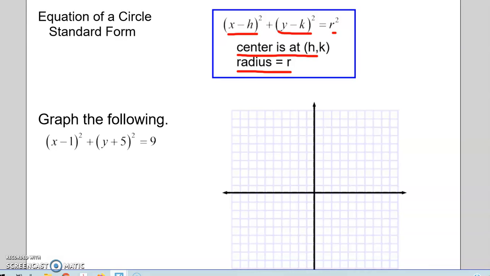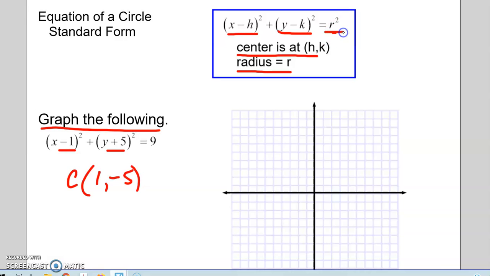So let's look at an example where we use this equation. So we've got to graph this equation here. So let's look at where the center and the radius are first. So for the center then, we're going to take the opposite of the number that's next to the x, the quantity squared, and that is 1. We're going to take the opposite of the number that's next to the quantity y squared, and that is negative 5. Opposite of 5 is negative 5. So that represents the center of our circle.